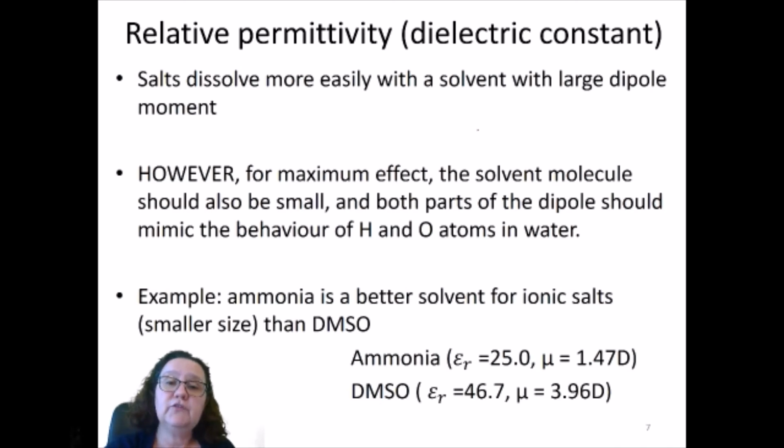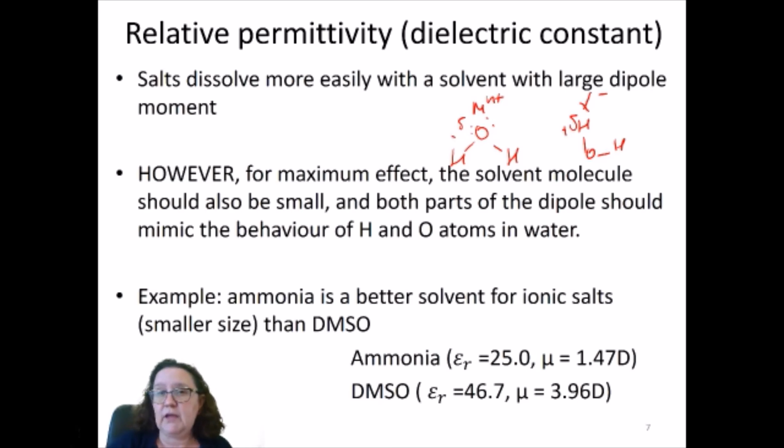So if you think of the typical example, the molecule of water would be able to solvate a positive ion from the negative part of the dipole, and would be able to solvate a negative ion using the positive part of the dipole. And it's small enough that it can arrange itself around the ions and solvate them. So a solvent that has a dipole moment and is small enough that it's able to do that will be a good solvent for ionic compounds.